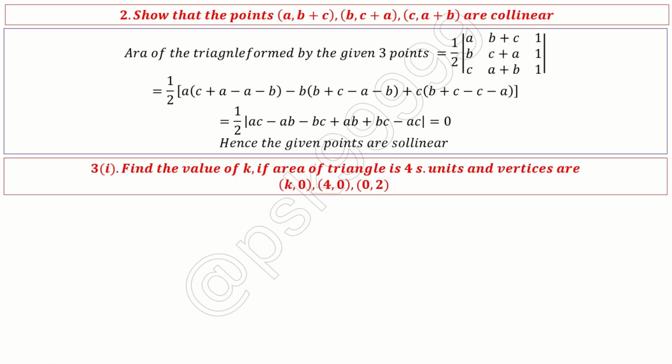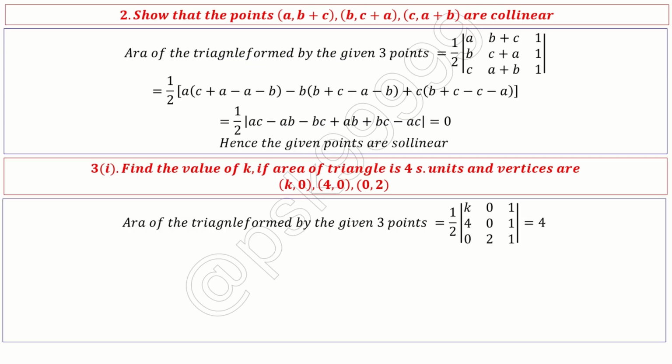Find the value of k if the area of the triangle is 4 square units and vertices are (k, 0), (4, 0) and (0, 2). Okay, this is another kind of simple change in the problem. They give the area, but they will not give all the coordinates. One of the coordinates they will put as a variable. So same thing, you just expand it the same way as you have been doing.